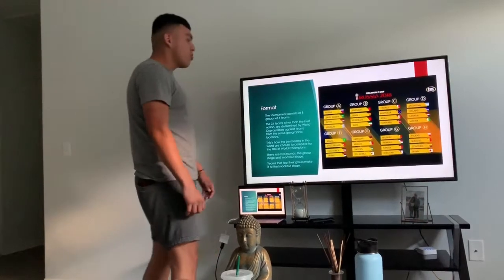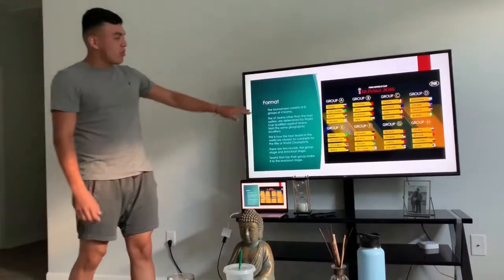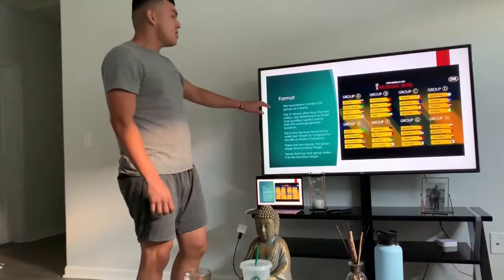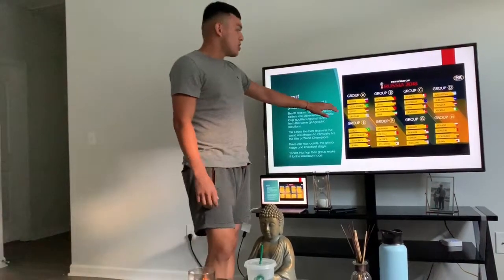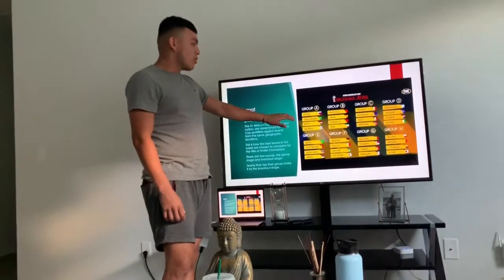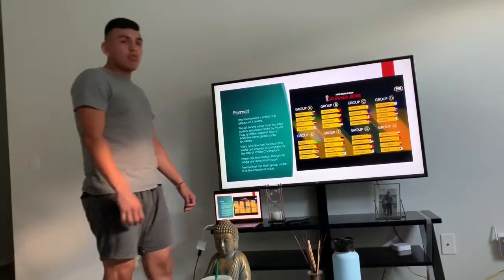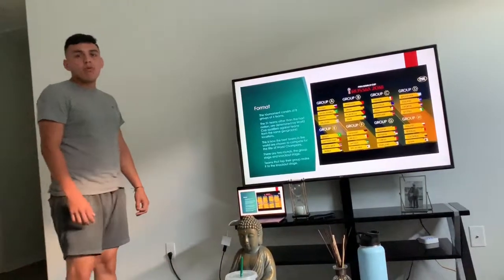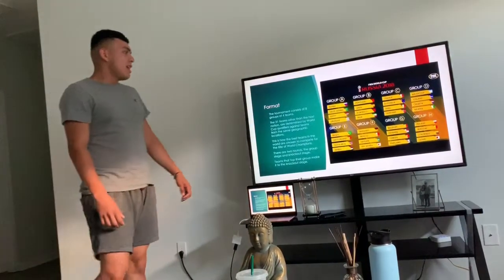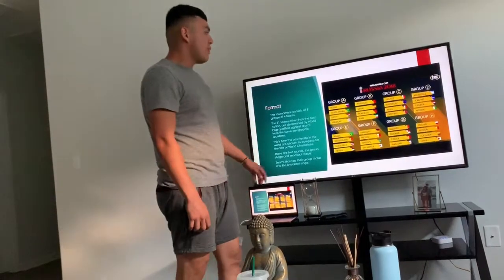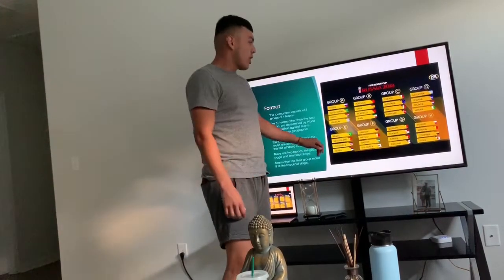So there are 2 rounds to the World Cup. What you see here is the group stage. In this stage, each team will play each other in their group. So each team will play 3 games each, and a win is 3 points. A draw is 1 point, and a loss is 0 points. And then the 2 best teams out of each group will advance to the second round, which is the knockout stage.